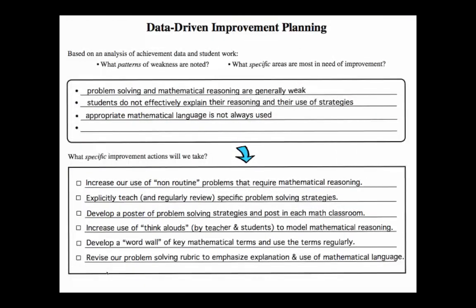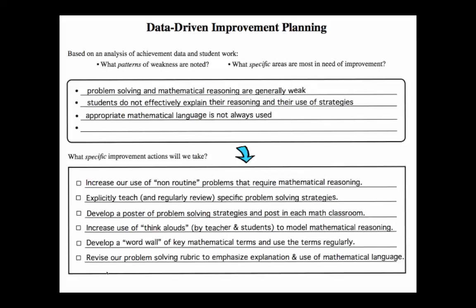Here is a format that I've used with such groups. And it actually has three boxes. For space reasons, I dropped the top box. But if you can envision a top box that says, based on an analysis of student work, what patterns of strength are noted, and what areas of improvement have we seen? So we want to start with strengths and growth. Then we identify patterns of weakness as we collectively examine student work, in this case, work on authentic problems. And finally, as a PLC group, we share our best ideas for how to improve.